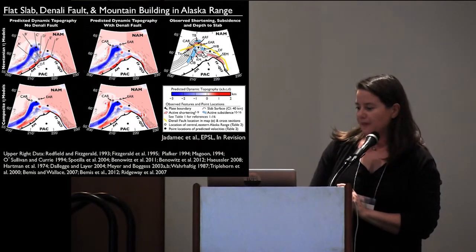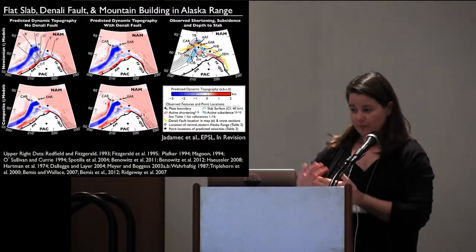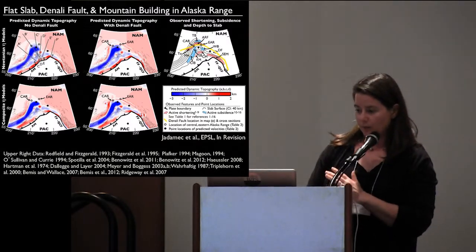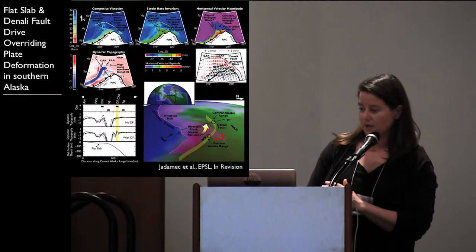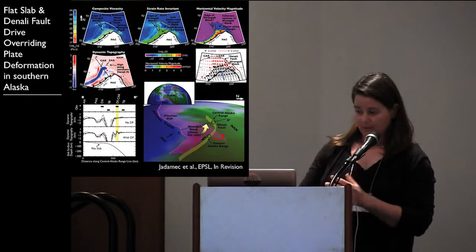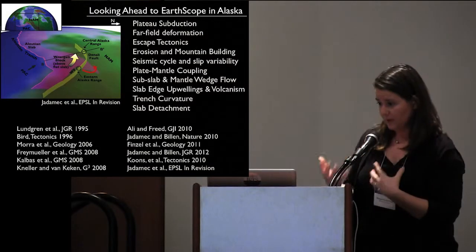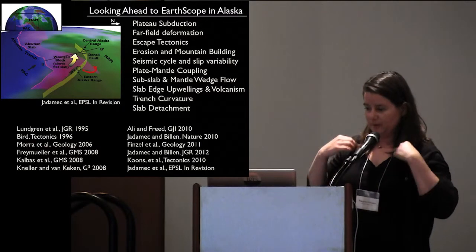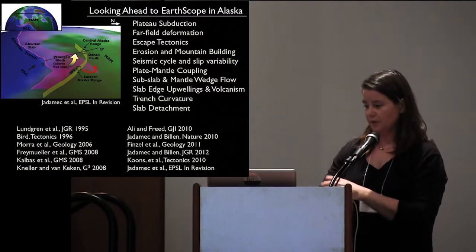It's coming out, but we find that this flat slab alone is not enough to drive deformation in Alaska. We can reproduce several first-order features like a Cook Inlet Basin, uplift in the St. Elias, but the flat slab by itself can't get you uplift in the Central Alaska Range. You need the Denali fault as well, and so both those features are important. And so, looking ahead to Alaska, there's a lot of answers dynamically that these models can address, but then there's a lot that they can't, and there's a handful of other work that's been done.